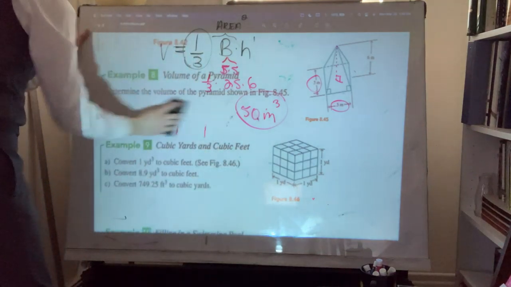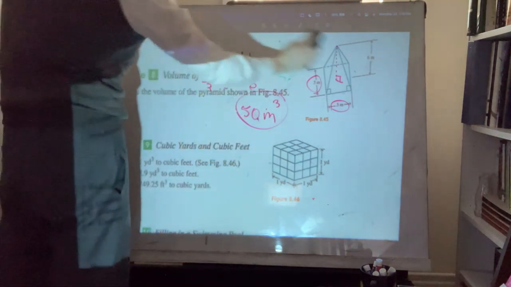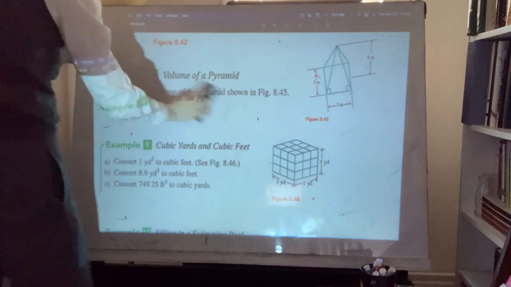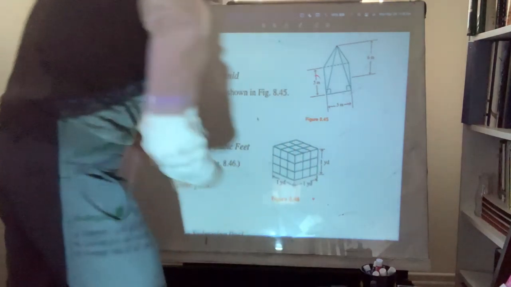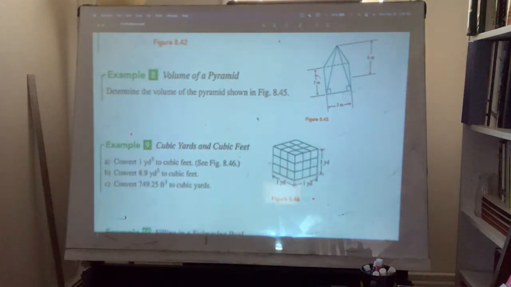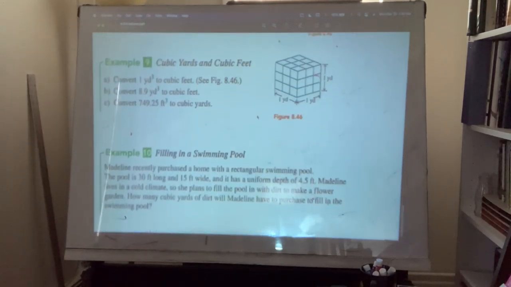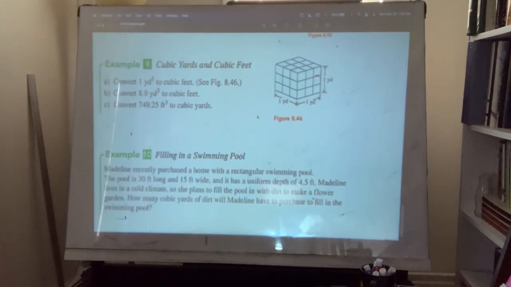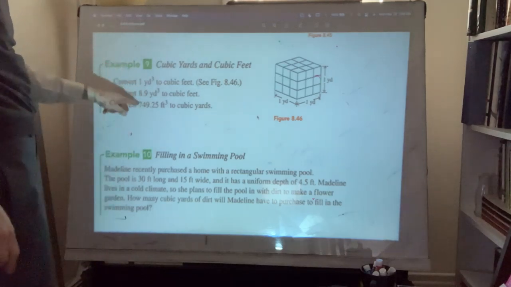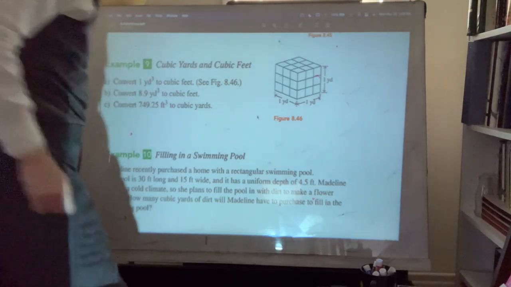Number 9 is a worthy use of our time because it is developing a conversion factor, you will see. This seems to show up every section in this chapter. And then incorporating it into the other problems. All right, now look at this, what you have here.